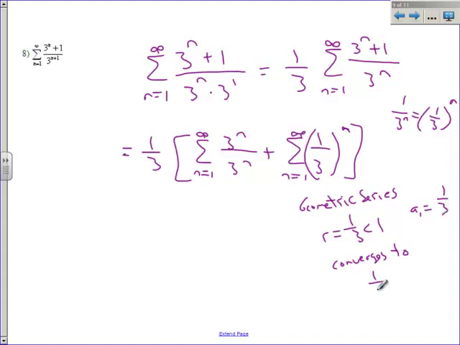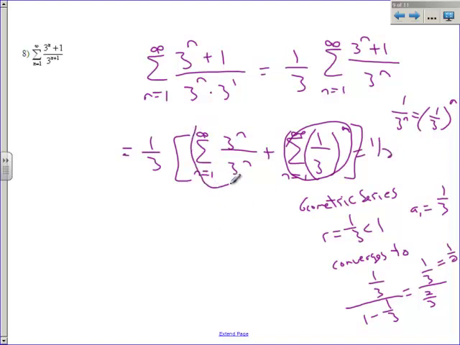Now the first term is, plug in 1 for n, you get 1/3. So it converges to the first term divided by 1 minus the common ratio, which is 1/3 divided by 2/3, which is, well, it's 1/2. So this adds up to 1/2.